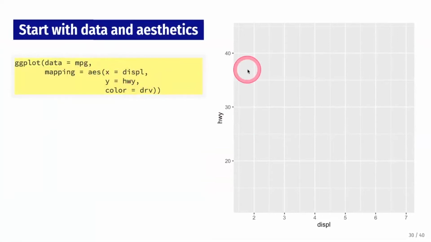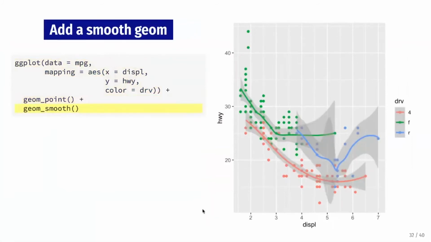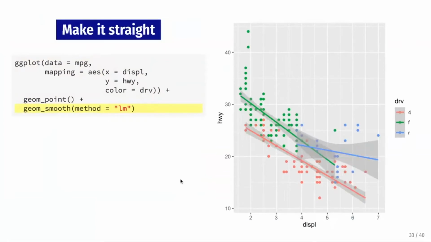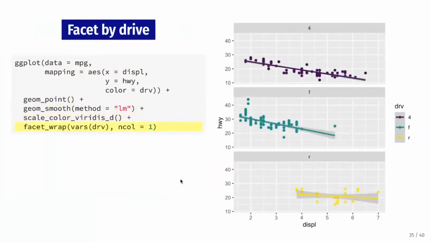Then what we can do is add geom point. Great. There's geom smooth with the 3 separate ones, and it's separate because we're coloring the smooth lines by drive, because it's up here and it's being universal. We can then control the smooth lines. We can tell them to be straight. We can then add another layer to change the coloring system, to use this other palette here called the Viridis palette. We can then separate this into facets. And so here's the 4-wheel drive cars, the front-wheel drive cars, and the rear-wheel drive cars, all in sub-panels here.